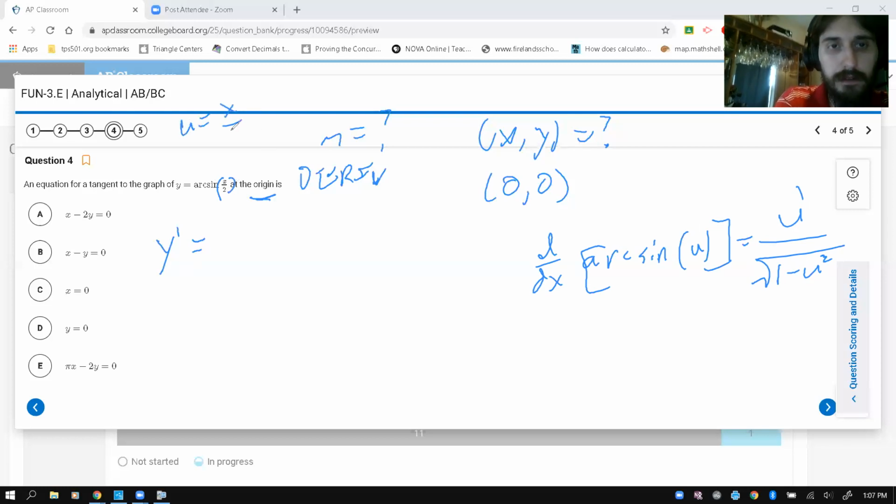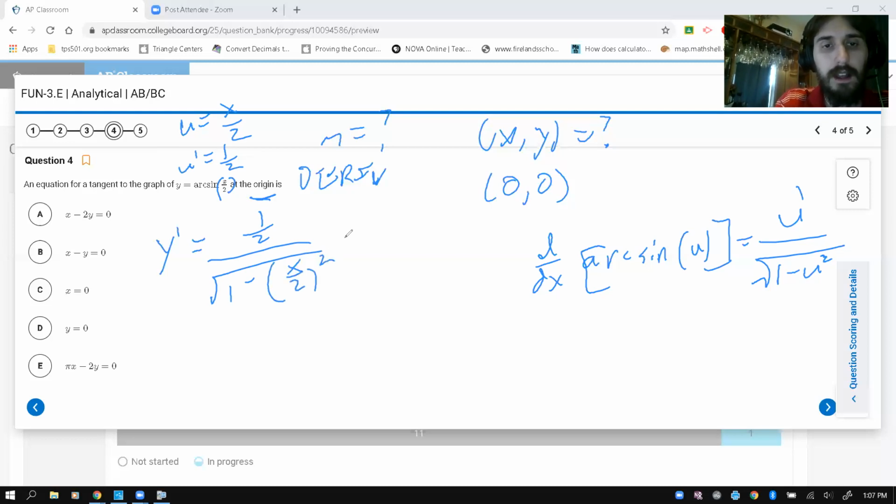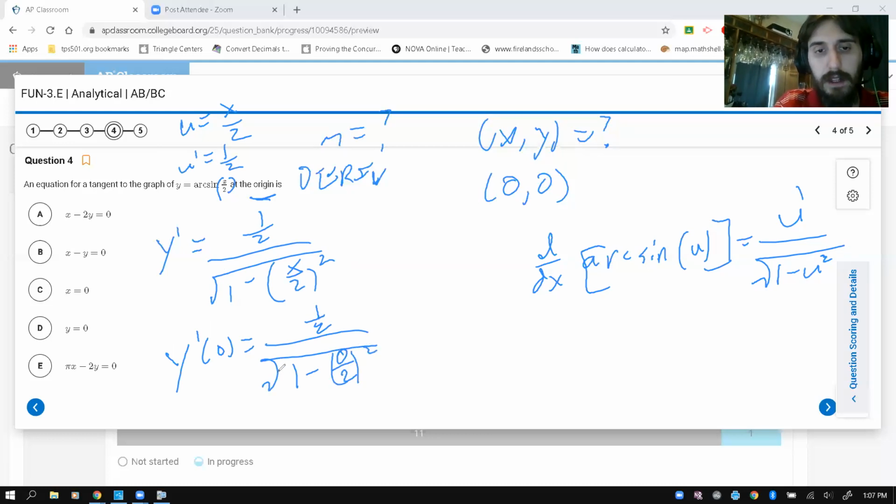U is x over 2. That u prime would then be 1 over 2. So this will be 1 over 2 square root of 1 minus x over 2 squared. And our goal is to find out what that is at 0. So y prime of 0 would be 1/2 over the square root of 1 minus 0 squared over 2 squared, which is just 0. Square root of 1 is 1. A half divided by 1 is just a half. So our slope is going to be a half.